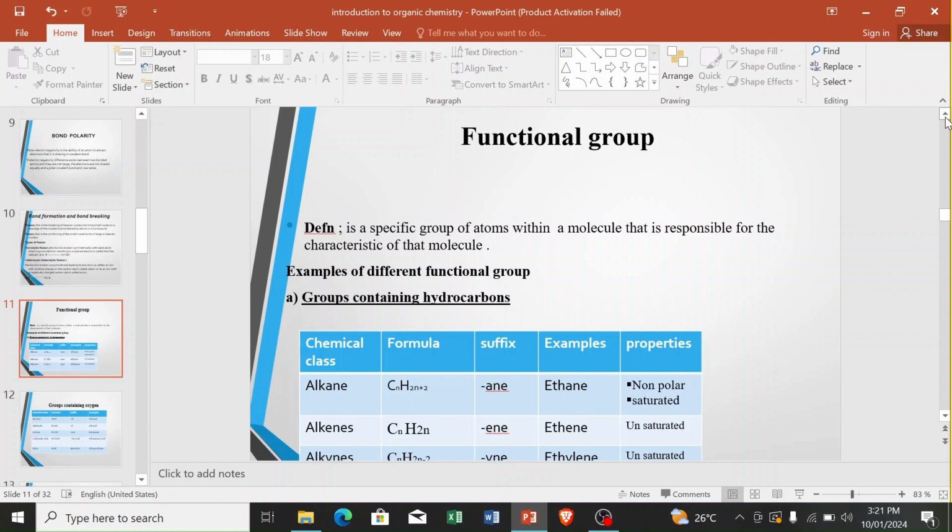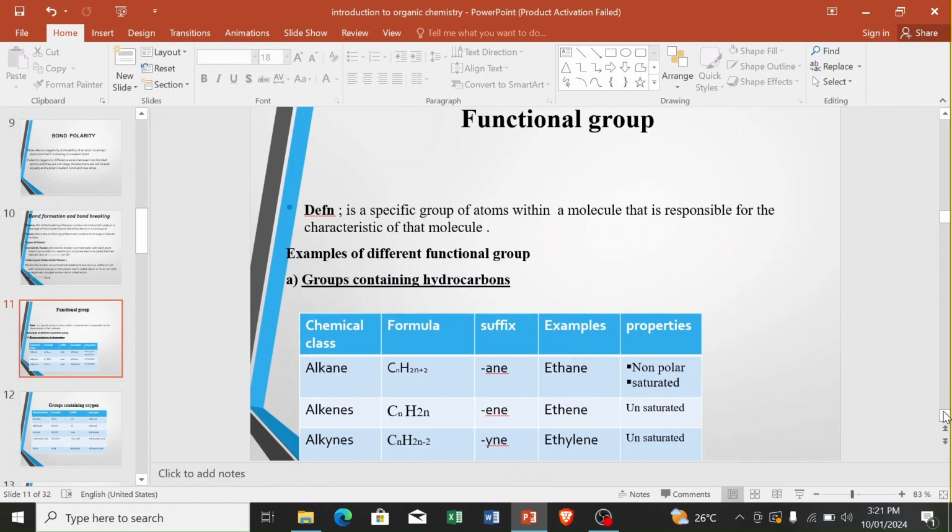And then we have different categories. We have a group that has hydrocarbons. So we see here we have a chemical class or group, the functional group, and then the formula. This is the general formula, how they can be represented. And when we are naming them, we use a suffix of -ane. And here we are given examples and a few properties.